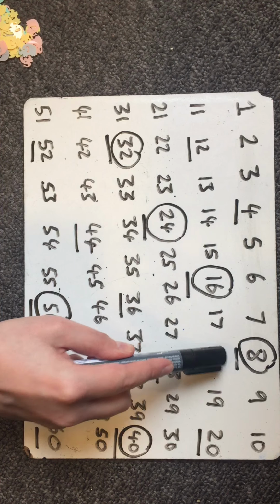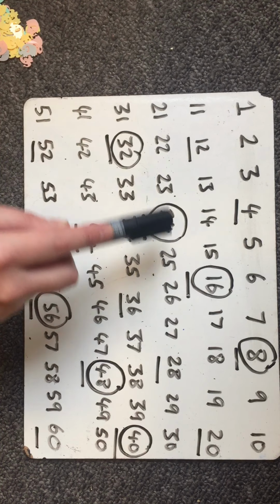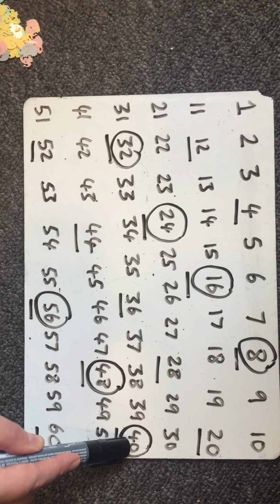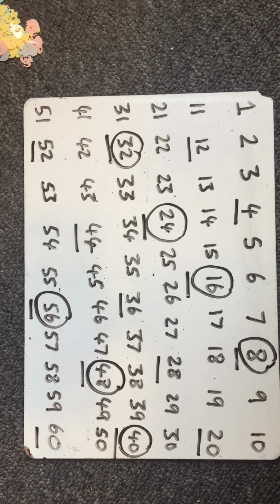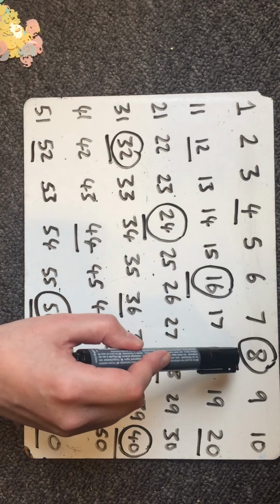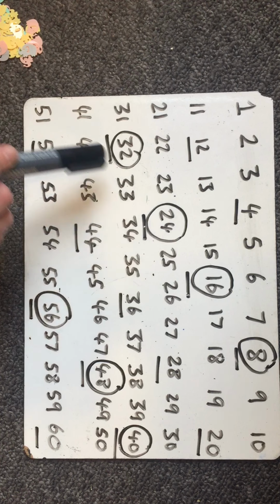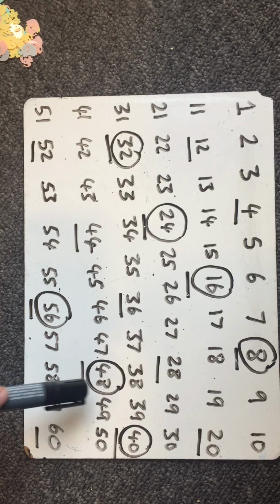Ready? 8, 16, 24, 32, 40, 48, 56. Let's do it again a bit quicker. Ready? 8, 16, 24, 32, 40, 48, 56. This time I point, you whisper. Ready?